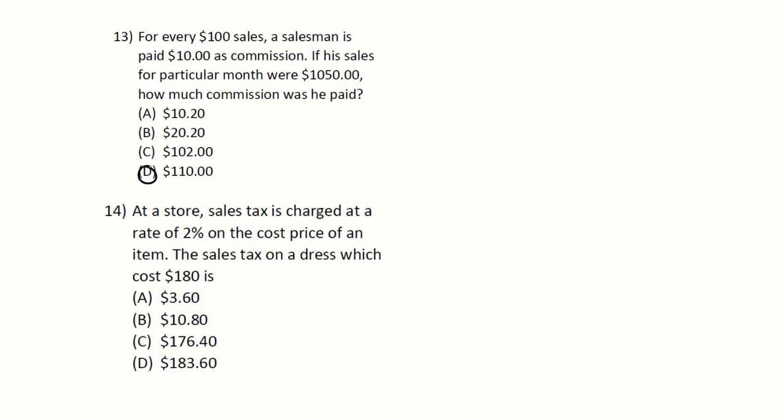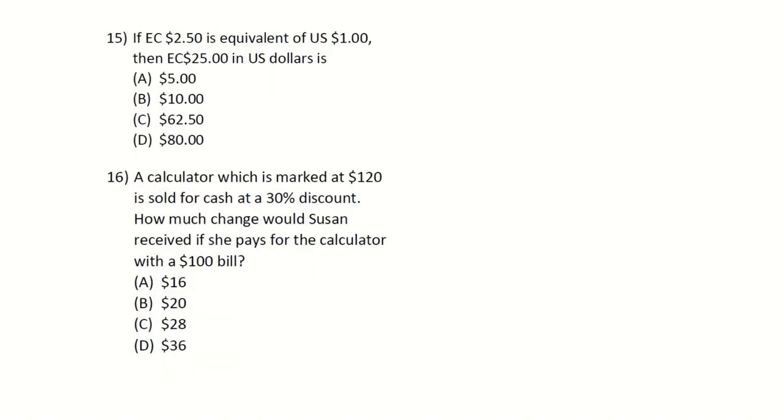D. At a store, sales tax is charged at a rate of 2% on the cost price of an item. What is the sales tax on a dress which costs 180? So 2 over 100 multiplied by 180 over 1. Cross this off, 2 into 2, 1, 2 into 10, 5, 5 into 5, 1, 5 into 18 is 3. You're looking for 3.6, that's A. They just want the sales tax, so it's A.